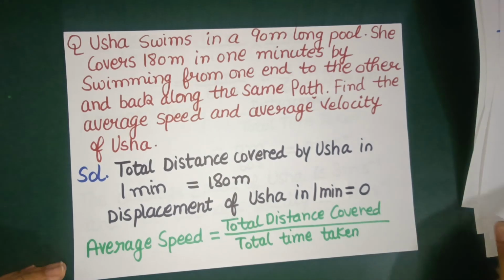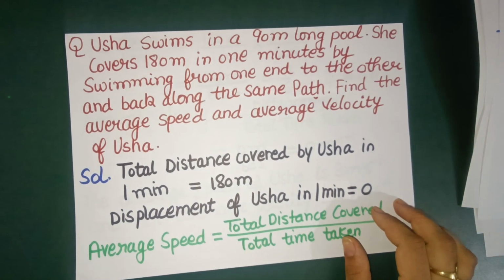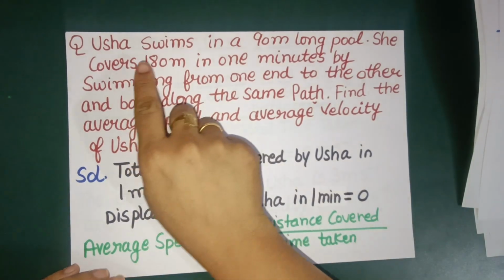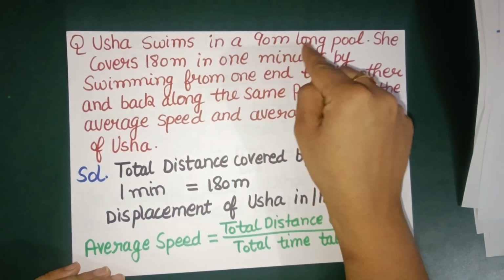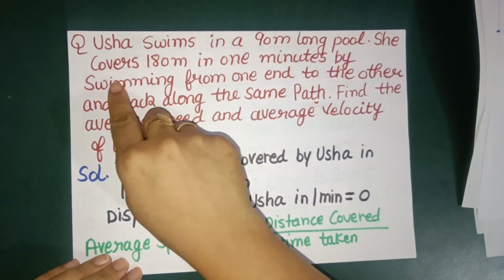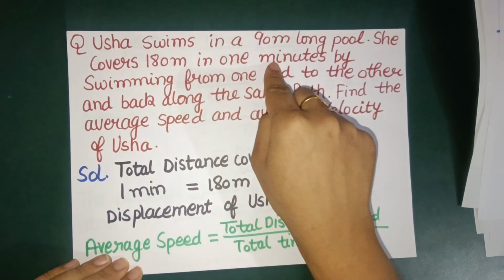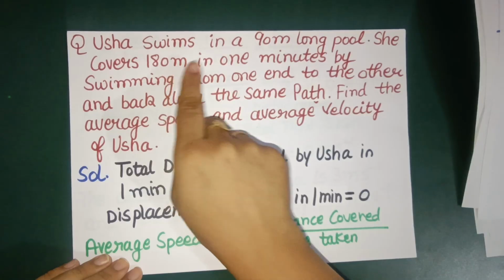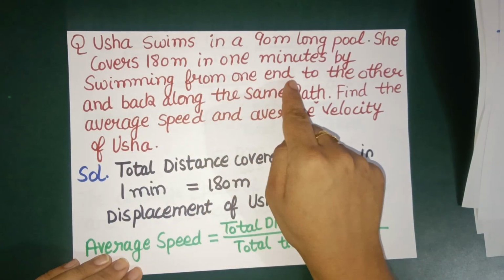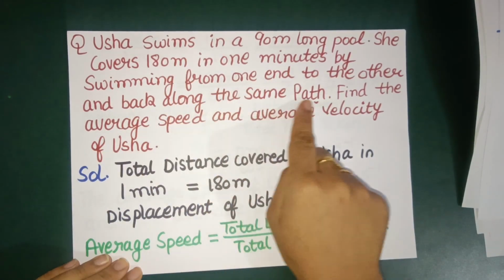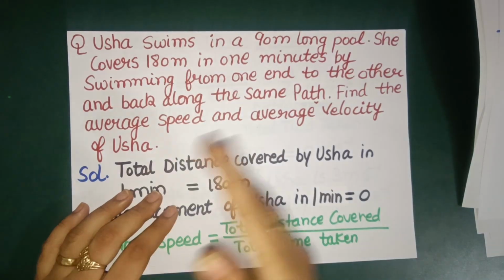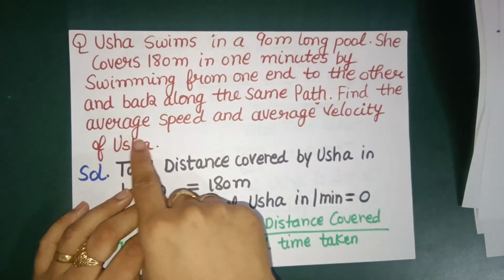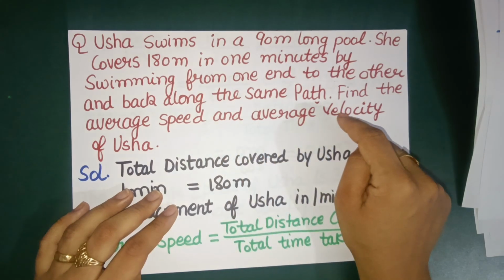Next, do another question. Usha swims in a 90 meter long pool. Usha जो है वो swim कर रही है 90 meter long pool में. She covers 180 meters in 1 minute. वो कहता है उसने 1 मिनट में वो कितना डिस्टेंस कवर कर रही है 180 meters. By swimming from the one end to the other and back along the same path. मतलब वो वहीं जा रही है फिर वहीं से वापस आ रही है. Okay. Find the average speed and the average velocity.